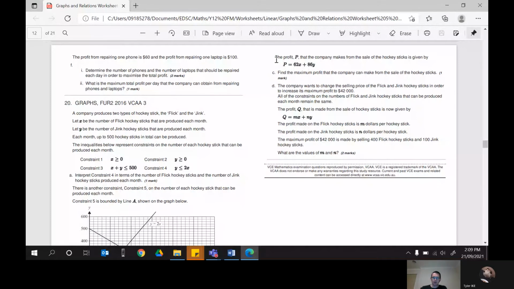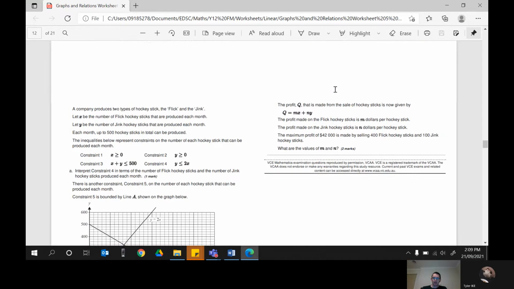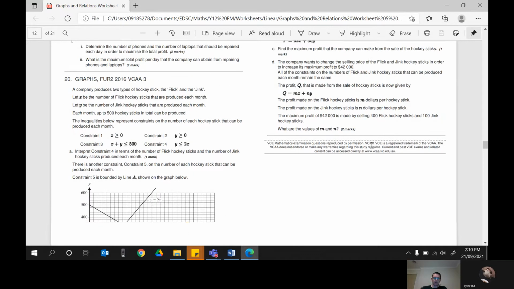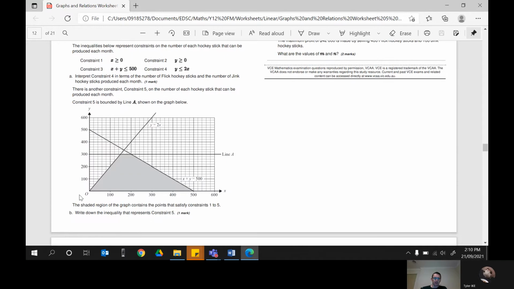So I'm going to change the question here. So we do P, right? Let's just go through this. The profit of the company that sells hockey sticks is given by this. Find the maximum profit that they can make from the sale of the hockey sticks. Obviously you can see that you've got corner points, which is what you test.